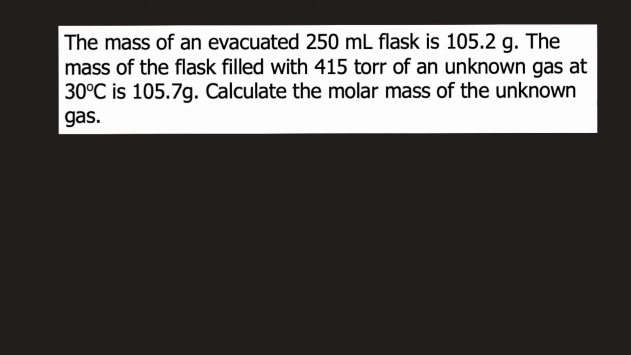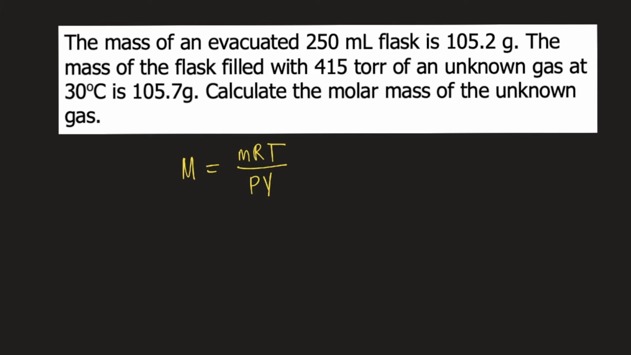So if you use the ideal gas equation, you will arrive at the formula for the molar mass of the gas. So the formula is molar mass, capital M, is equal to mRT over PV. If you want to see how this formula is derived from the ideal gas equation, you can check the description box below.